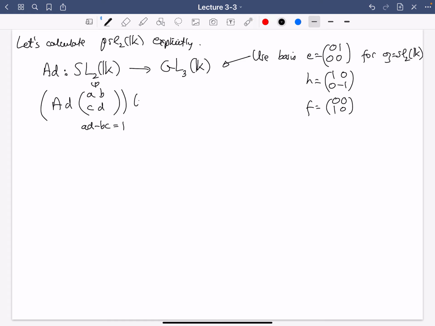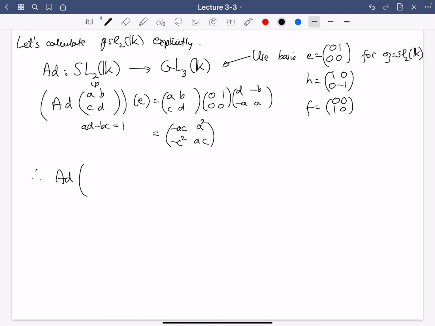So for example, if I wanted to calculate it on E, I would have to work out, we're dealing with 2 by 2 matrices, so Ad is just conjugation. So I need to conjugate this E by that 2 by 2 matrix. So here's its inverse. And then you simply have to calculate that 2 by 2 matrix product. And with any luck, I did it right. It's not a very intelligent thing going on here. And I think you get that.